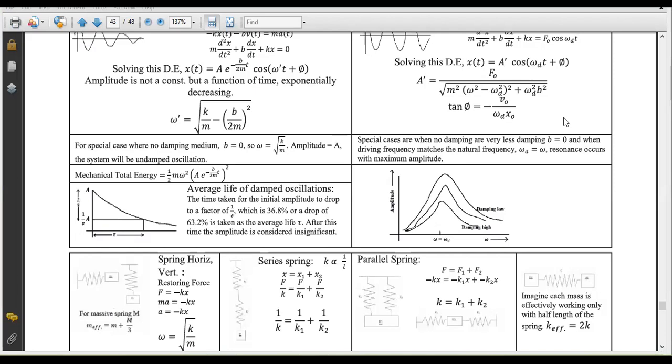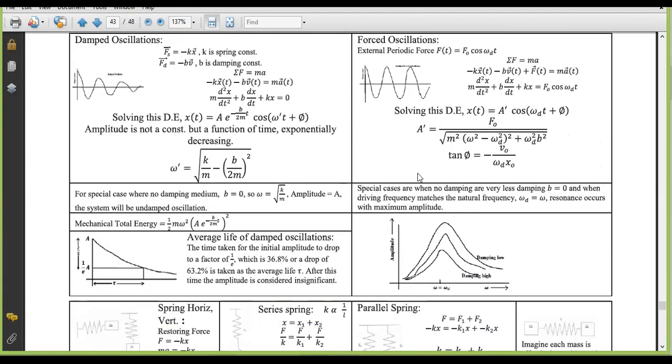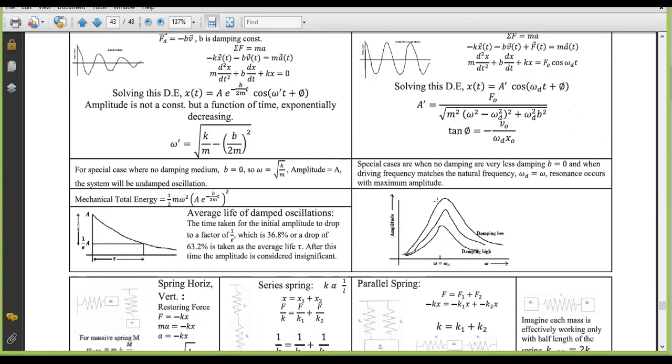What happens when there is no damping, B becomes zero. And then we talked about what if B is zero here, right? In the forced oscillation, there is a special case called resonance. What do you mean by resonance? When the driving frequency matches the natural frequency, then the amplitude will be maximum. That is what is called resonance.